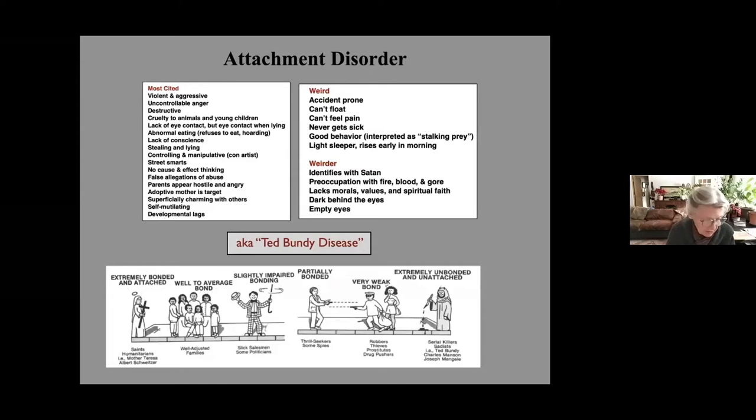Typically, these children are said to be violent, destructive, manipulative, and with no conscience, and that the mother is the only one, many times, who can see this. Even good behavior is a sign of this disorder, but they interpret it as a child who is stalking his prey. Without attachment therapy, adopted children are predicted to take on many or most of these behaviors until ultimately the repressed infant rage will make them homicidal.